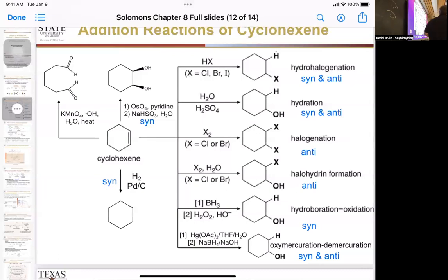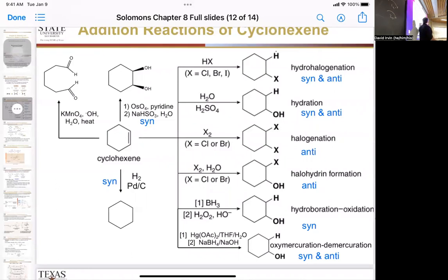Okay, so the other thing we can do is make a diol right here. And this is syn addition, and I want to show you the intermediate of this, which shows you why it's syn addition. We can also just rip the thing apart. Sorry, excuse my language. We can just break that double bond and turn it into ketones or aldehydes.